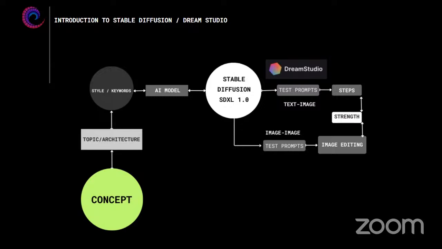Oh, okay. I'll just repeat it fast. The last thing I was saying is that we have to choose the AI model that we want to work on, and then after that, test the prompt, work on the steps and the strength, and then on the image editing.